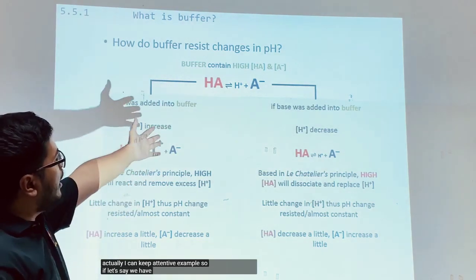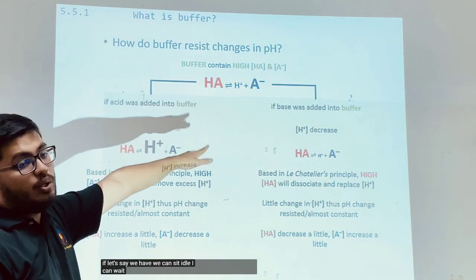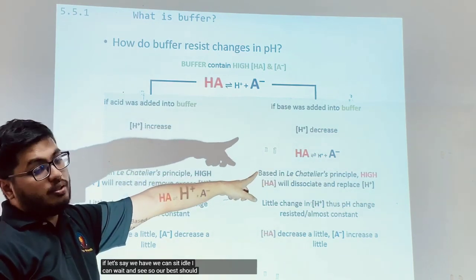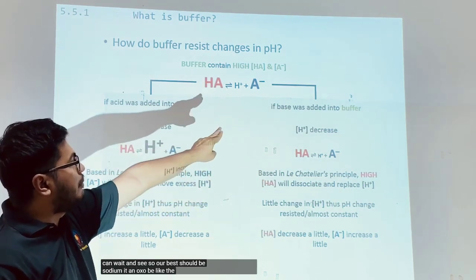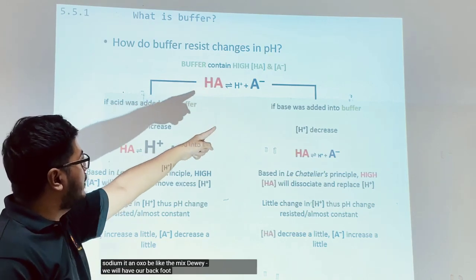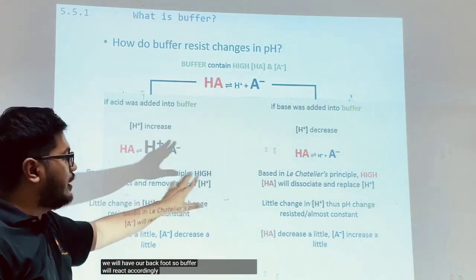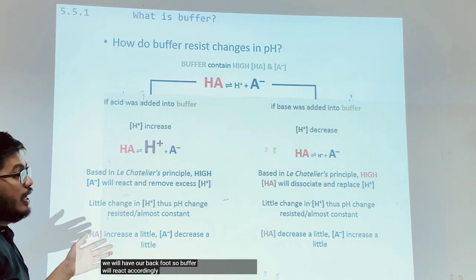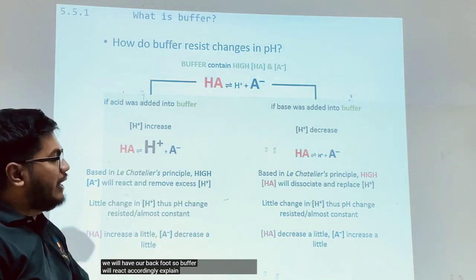So let's say we have a weak acid, kita adalah ethanoic acid. So our base should be sodium ethanoate. So bila kita mix dua itu, we will have our buffer. So buffer will react accordingly seperti apa yang saya dah explain tadi.